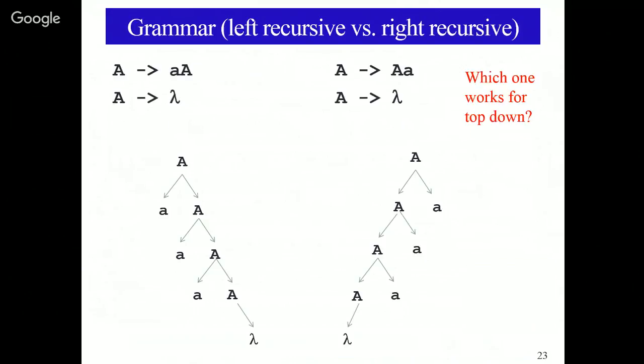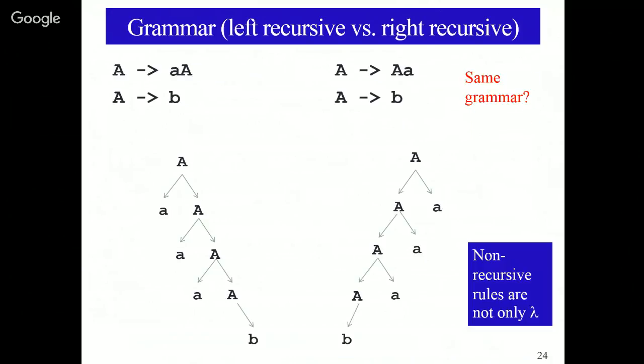That's not always the case. Or if you have, instead of a lambda rule, you have a B.